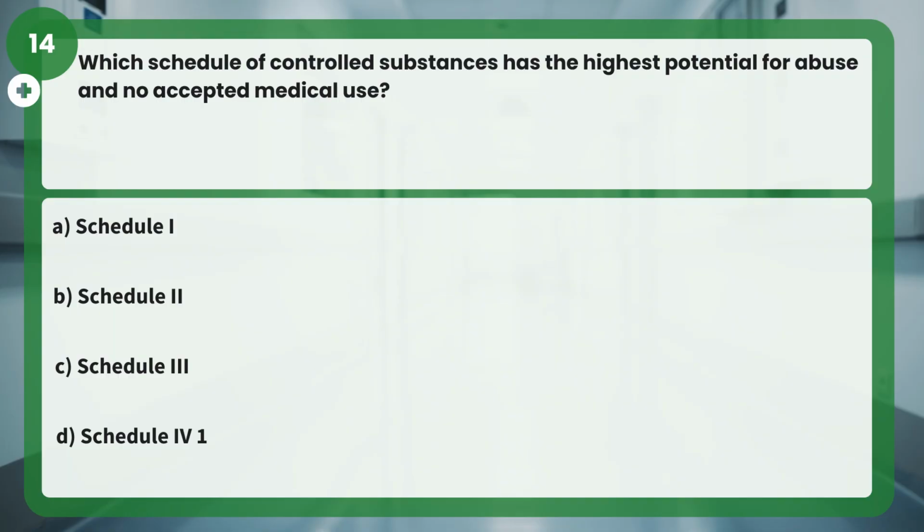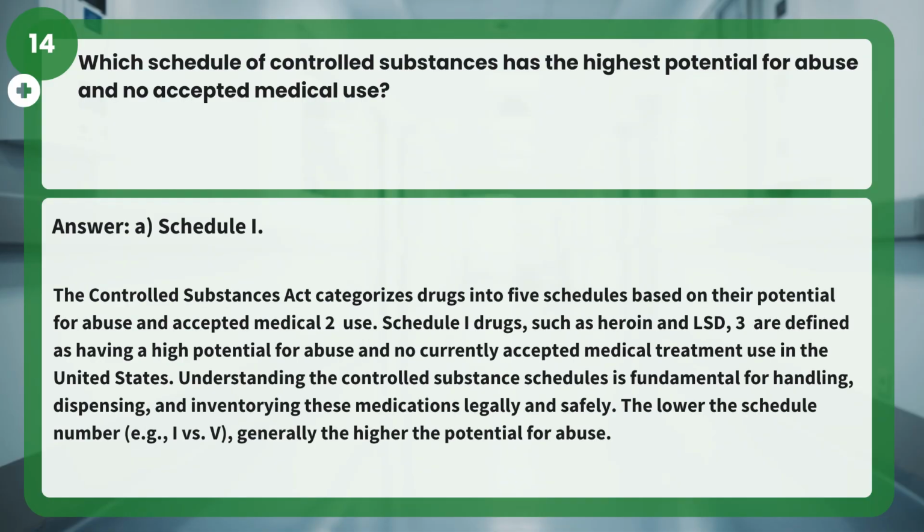Answer: A. Schedule 1. The Controlled Substances Act categorizes drugs into 5 schedules based on their potential for abuse and accepted medical use. Schedule 1 drugs, such as heroin and LSD, are defined as having a high potential for abuse and no currently accepted medical treatment use in the United States. Understanding the controlled substance schedules is fundamental for handling, dispensing, and inventorying these medications legally and safely. The lower the schedule number, e.g., I versus V, generally the higher the potential for abuse.